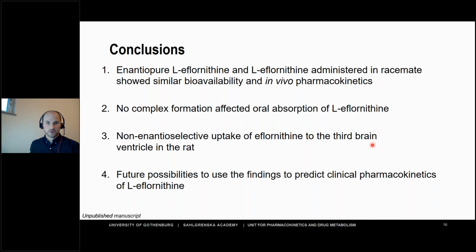And as we saw for the racemic eflornithine, the brain uptake is not enantioselective in the rat. And now we want to use these findings from this work to say something about clinical pharmacokinetics, namely that the oral absorption or bioavailability is similar in the Sprague-Dawley rats for the two enantiomers and therefore is also similar in human.